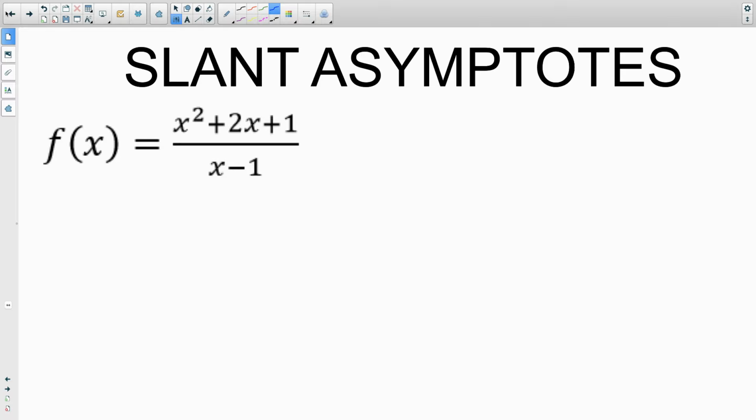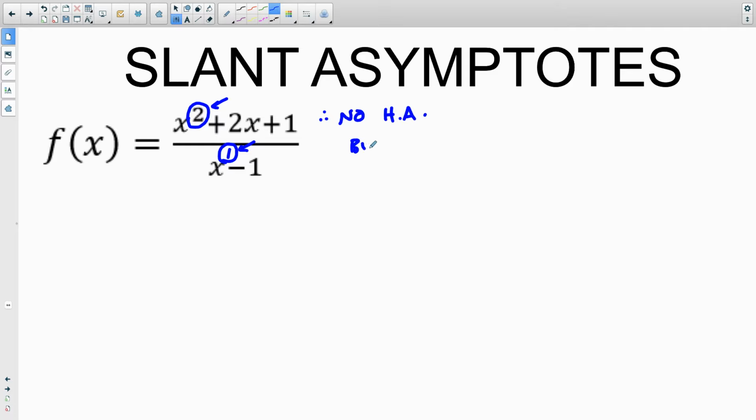When it comes to slant asymptotes, we won't know if one exists unless we do the same tests as for horizontal asymptotes, by looking at the degree. The degree of the numerator is 2, the degree of the denominator is 1. Because the numerator's degree is bigger, we have no horizontal asymptote.